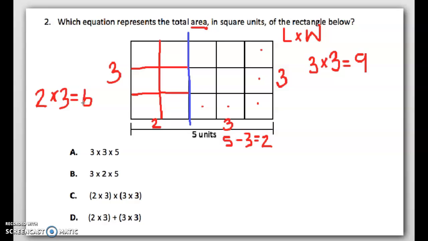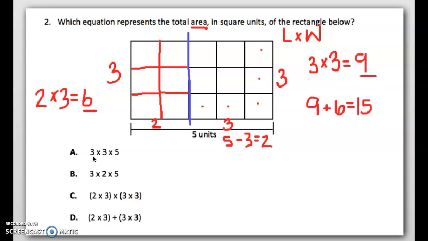Now, just for fun, let's just find out the total area. And we can find out the total area of both of these parts of our rectangle by just adding. We're going to add 9 plus 6. Let's count together. 10, 11, 12, 13, 14, 15. 9 plus 6 equals 15. That is our total area. Now let's take a look at our answer choices to see which one would equal 15 square units.